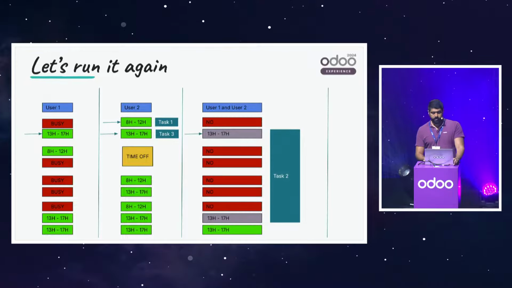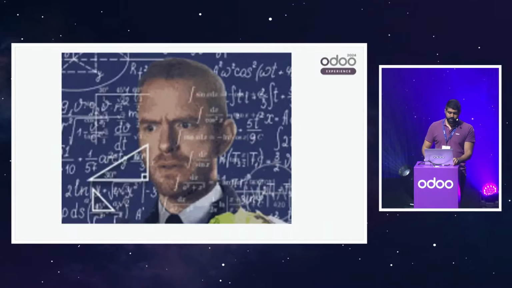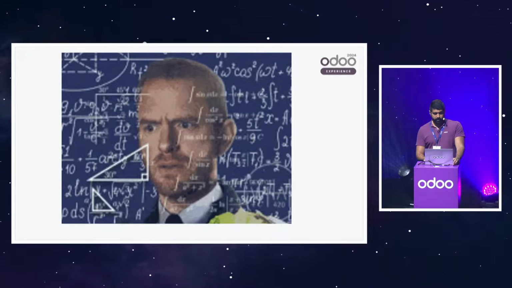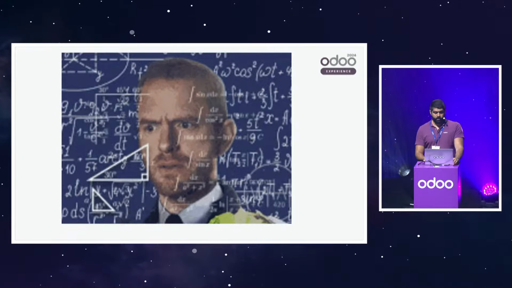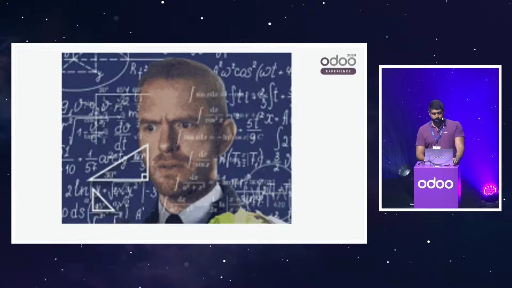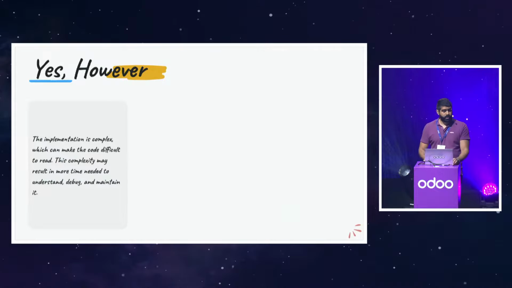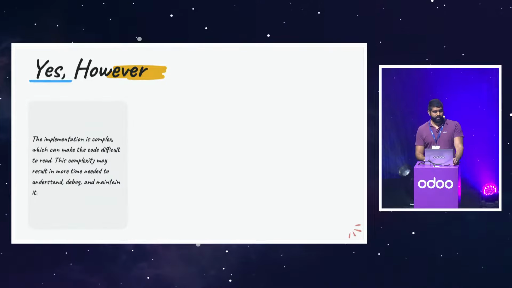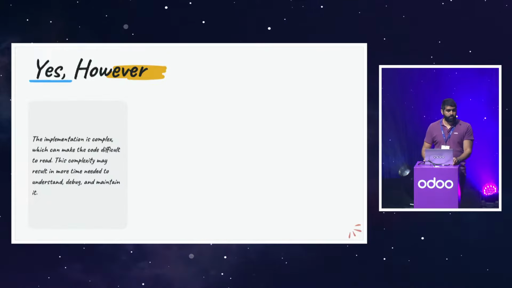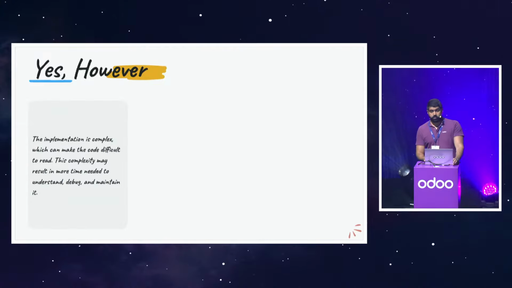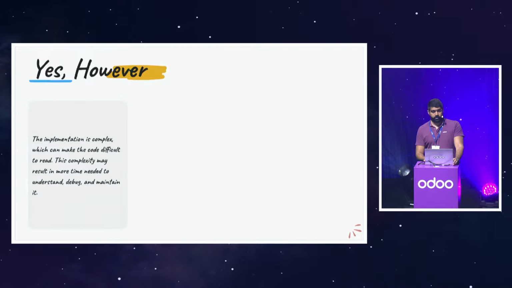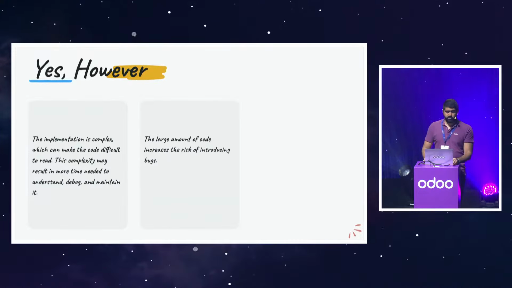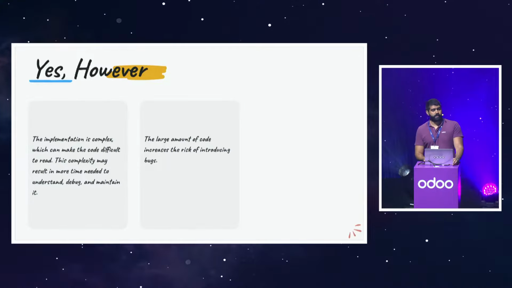We implemented it, it was fast, but the problem is it was too complex. Even for you following, maybe it's a bit overwhelming, maybe you are a bit lost, too much detail. So the implementation was really complex. The code starts to be a bit difficult to read. The complexity may result in more time needed to understand, debug, and maintain by any internal developer or a developer from the community. So a large amount of code increases the risk of introducing bugs.